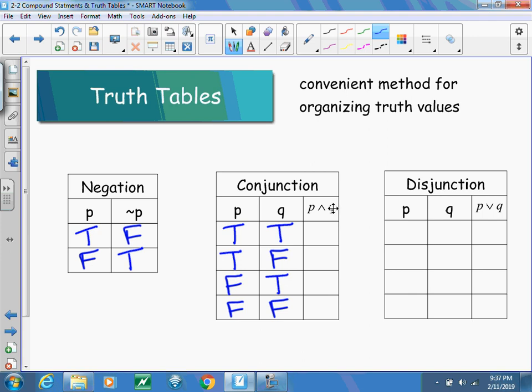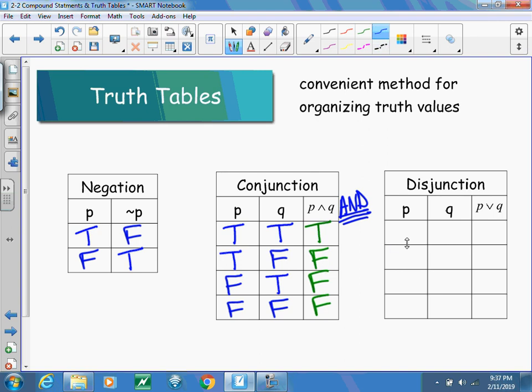Now, working with the conjunction between the two, that's referring to the and. And the only way that a conjunction can be true is if the two statements are both true. So if P is true and Q is true, then the whole conjunction is true. If I have a true and false, then it's false. If I have a false true, it's false. If I have a false false, it's false. So there's only one way that it could be true.